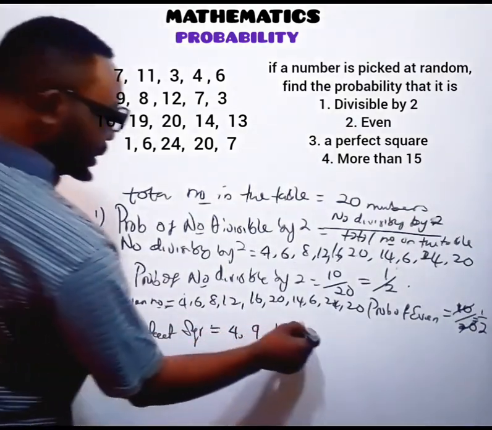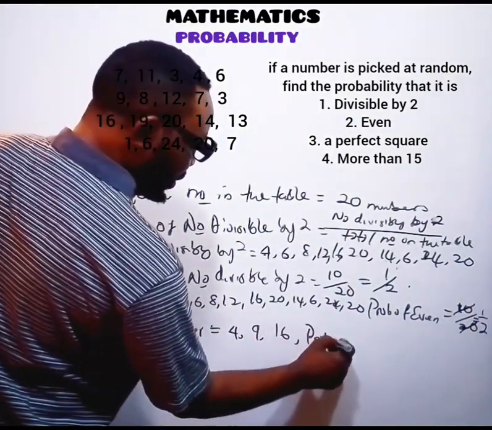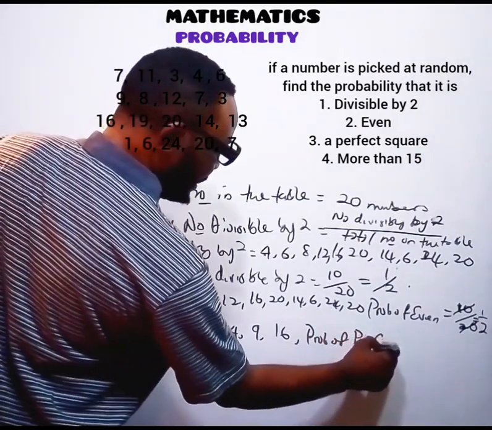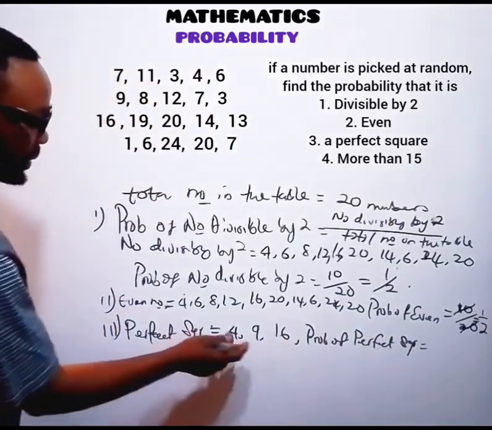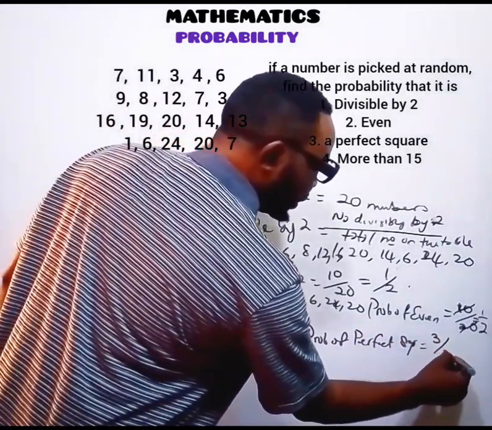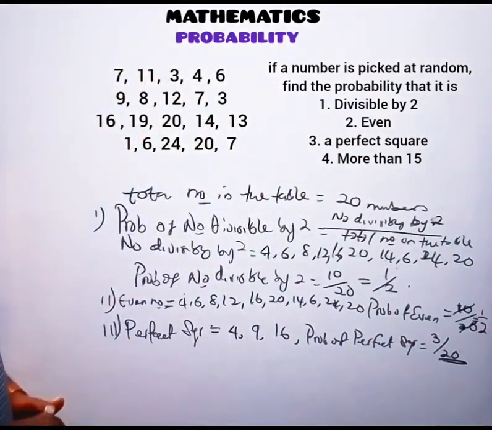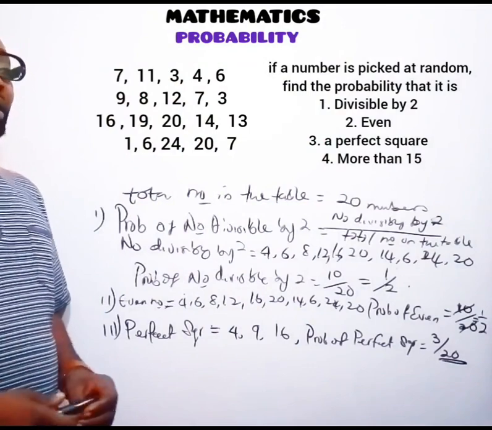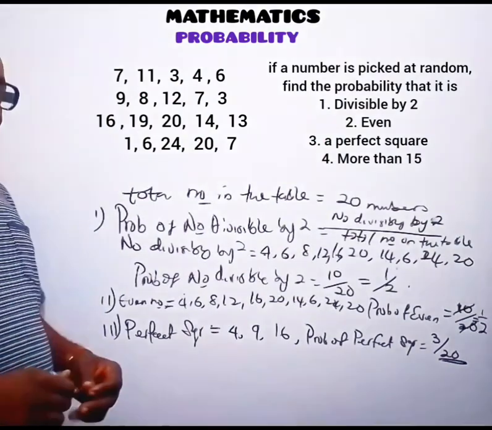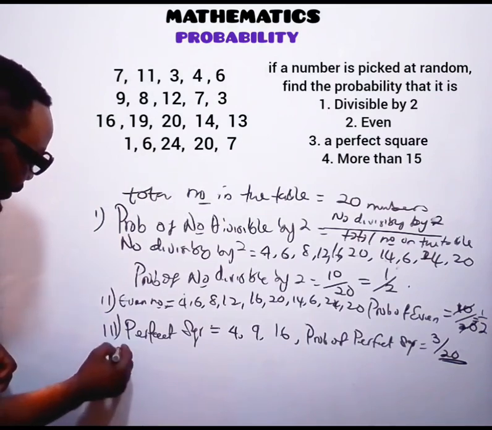So now, the probability of a perfect square will be equal to, how many numbers do you have there? 3 over 20. That is the probability of obtaining a perfect square when the number is picked at random. Now, numbers that are more than 15. That's the fourth answer.